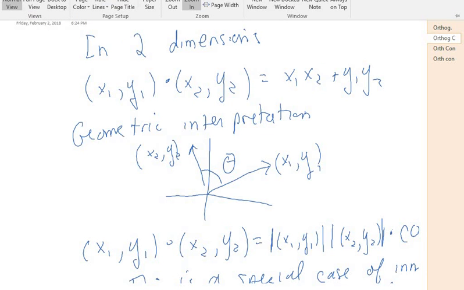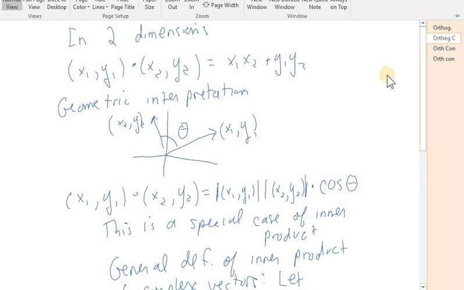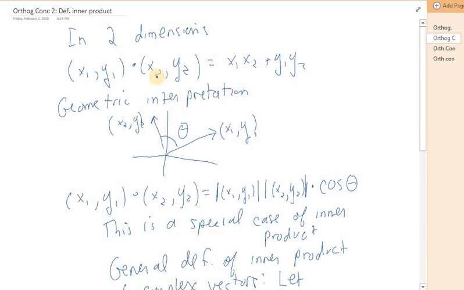Okay. Now, you probably saw inner product in physics or some calculus class. In two dimensions, the inner product of two vectors is defined in this way. If one vector is (x1, y1) and the other vector is (x2, y2), then the inner product is defined as x1 x2 plus y1 y2. You can also call this the dot product. Inner product and dot product are the same thing.